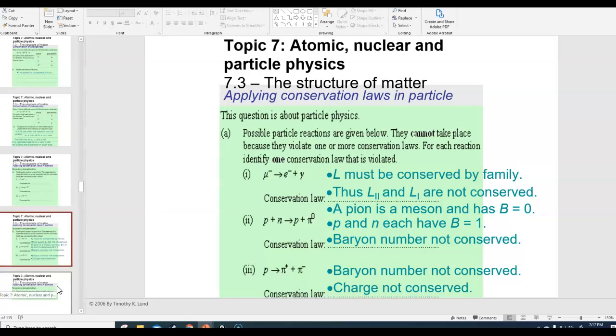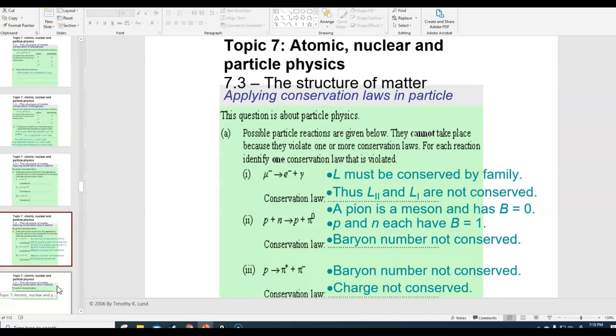Hopefully now you should have a better idea of quarks, of hadrons, of mesons and baryons, and applying the conservation laws in more situations. So you should now be able to do all the conservation law problems on your topic 7.3 worksheet. Remember that there's 3 types of fundamental particles. There's leptons, there's quarks, and there's gauge bosons. We'll talk a little bit more about quarks in the next video, and then we'll talk more about gauge bosons, which have to do with the 4 fundamental forces that we've talked about before.